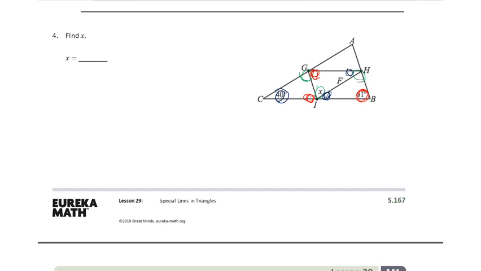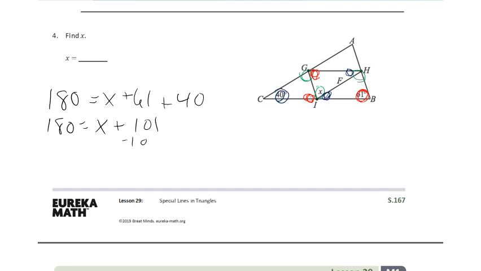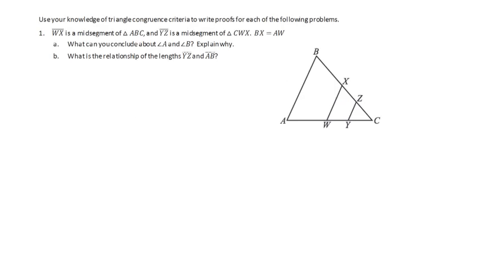And remember, all three angles of a triangle add up to 180 degrees. So 180 degrees equals x. Solving for that one, the red one we know is 61 degrees, so plus 61, plus the blue one we know is equal to 40 degrees, so 40. So 180 equals x plus 101. If I subtract 101 from each side, I'm going to get 79 degrees equals x. All right, let's get into some more complicated stuff here.